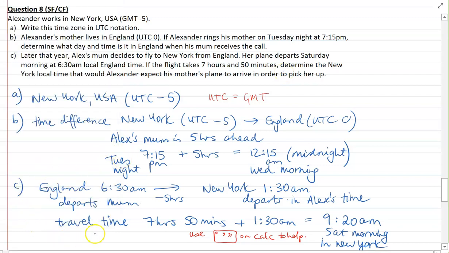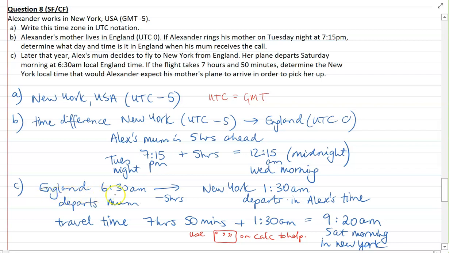Part C, when considering these questions where we're looking at a time difference as well as travel time, there's two different ways you can approach the problem. The first way is to apply your travel time first from wherever they're departing from, and then to convert the time difference. Or alternatively, and this is the way I like doing it, is to firstly convert time into where they're traveling to first, and then applying travel time to that.